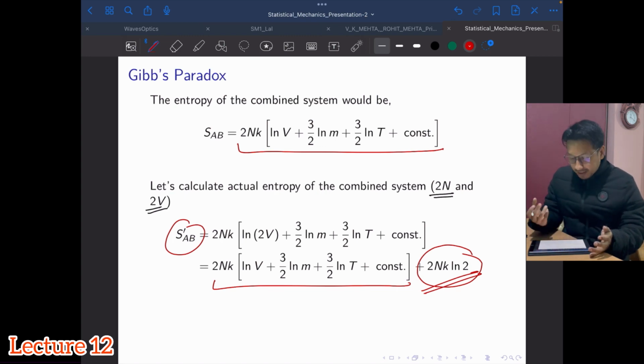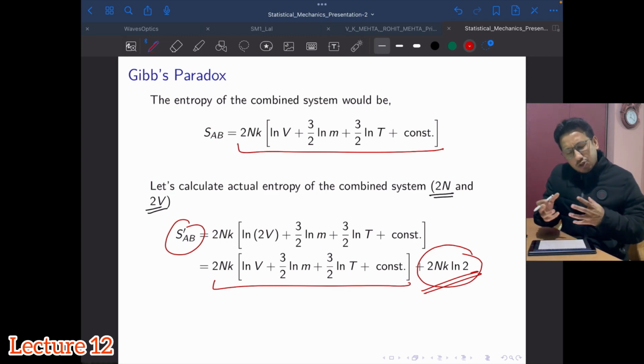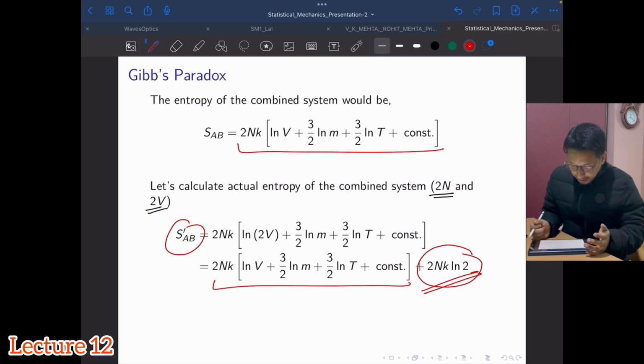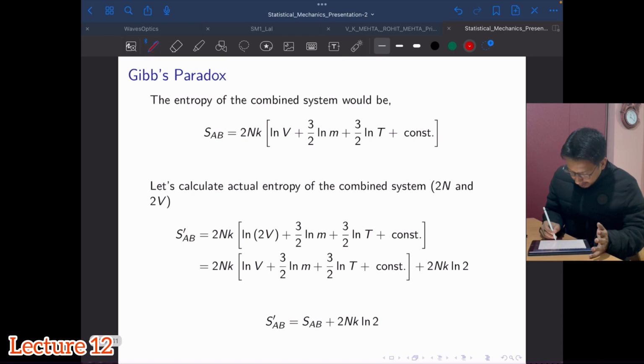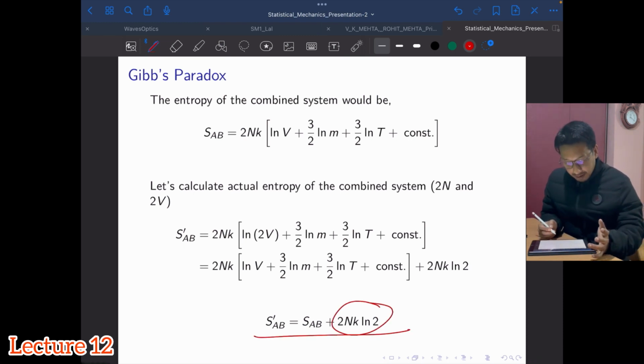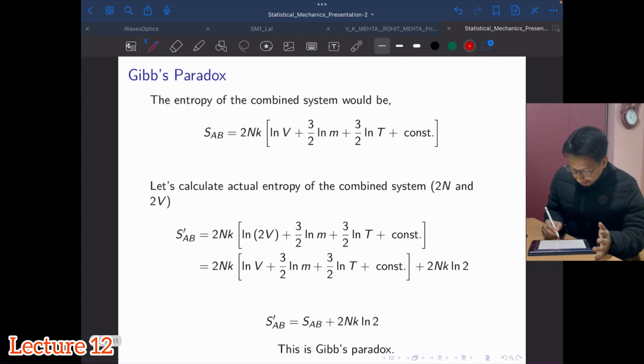Why does this extra entropy come out in the entropy expression of the combined system? This entire mismatch of the entropy, when I calculate it by considering the individual systems and as a combined system, the entropies of both ways do not match. So this is known as Gibbs paradox.